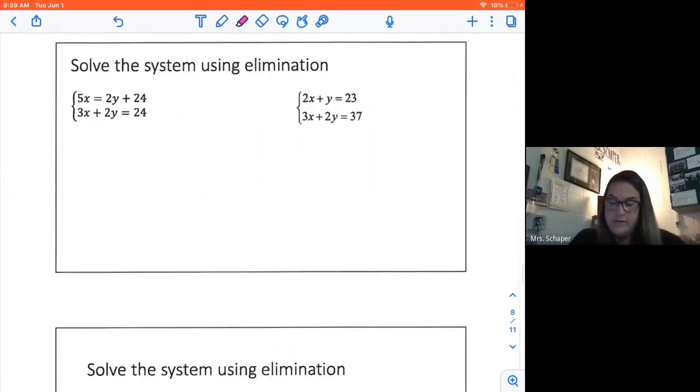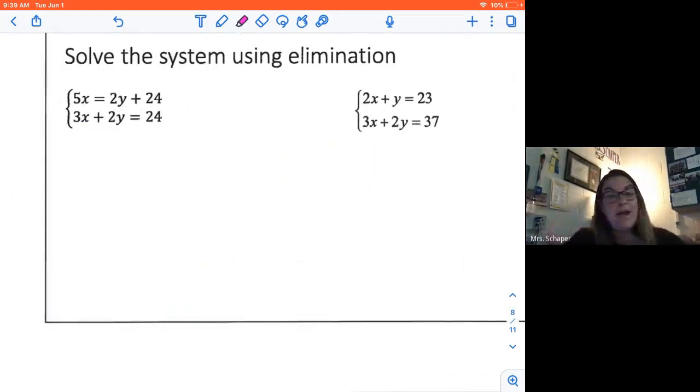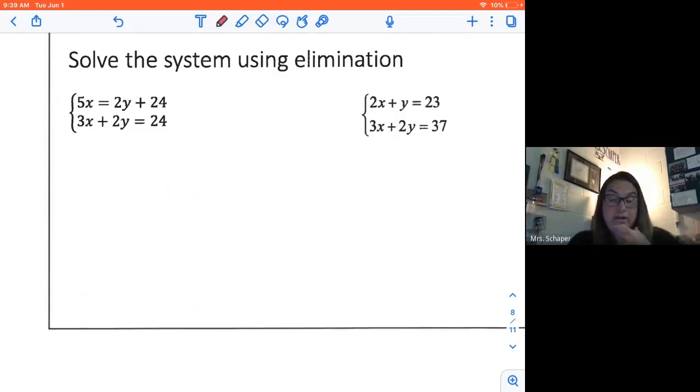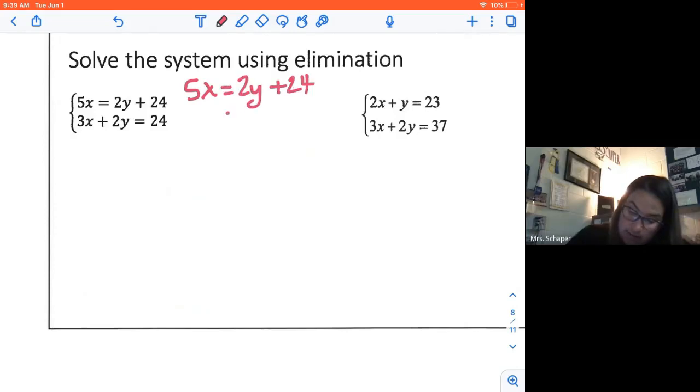All right, we're going to solve using elimination. Now with these, they're not lined up, so I need to make sure that I get them lined up. The first thing I'm going to do with this first one, 5x is equal to 2y plus 24, is subtract 2y from both sides. So I get 5x minus 2y equals 24.